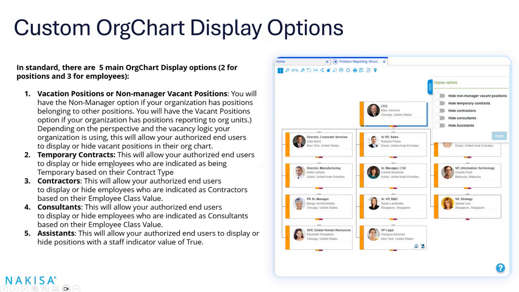Temporary contracts are one as well. This is based on a field called contract type. Contractors, consultants, these are based on a field called employee class. Again, sometimes ERPs maintain it at the employee level, sometimes it's maintained at the position level, such as with SuccessFactors Employee Central. And then you have assistants as well. Okay, so these are the 5 standard display options.